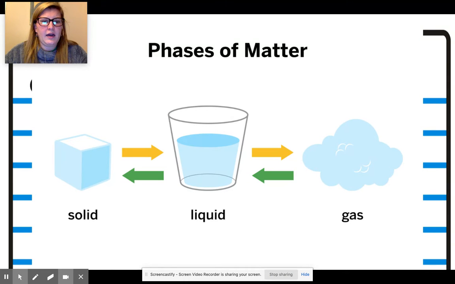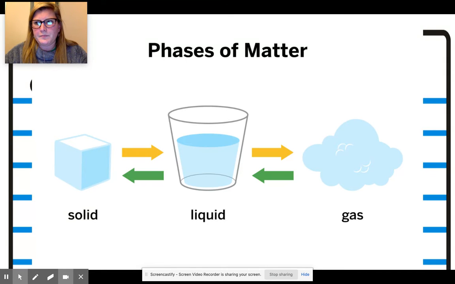The other thing, we keep going back to water as an example because that's something easy. We all know that the solid version of water is ice. The liquid version is obviously water, and then the gas is water vapor. But when we are talking about phases of matter, I just want to make sure that you're talking about the same substance.